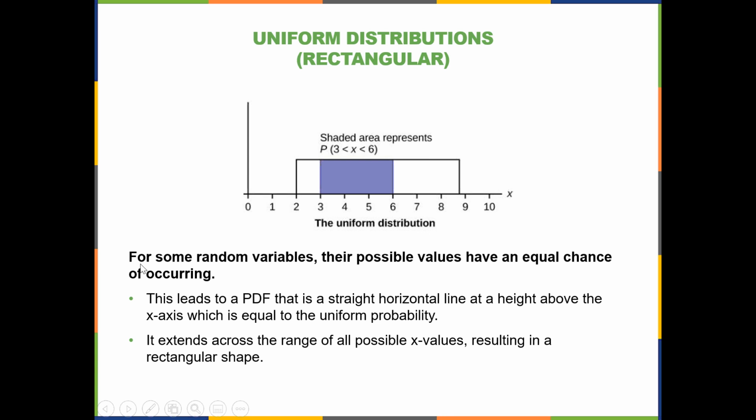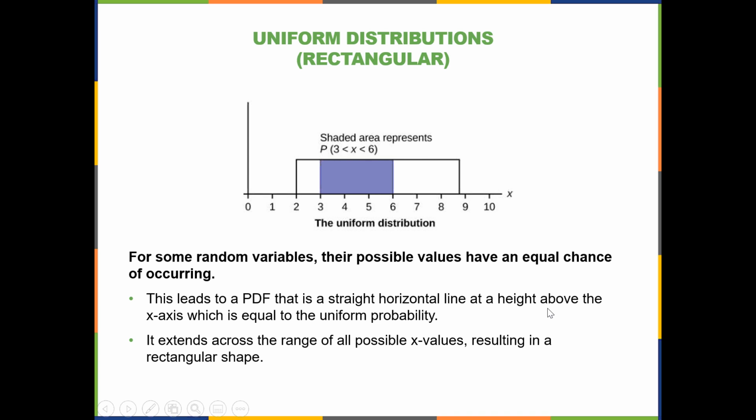So notice that we have a few points to consider here. Uniform distributions exist because some variables have possible values that can occur equally likely. So the probabilities are evenly spread. This leads to a probability density function that is a straight horizontal line. Okay, so this would be your PDF there.